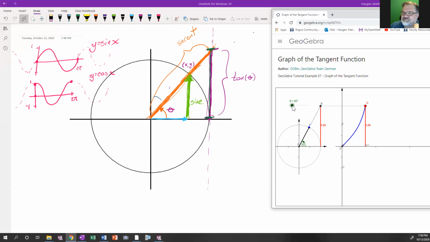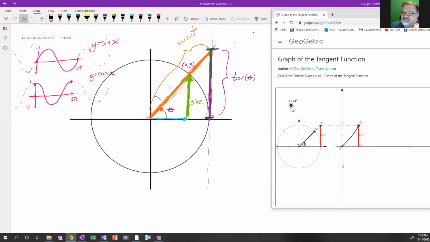1.88, if we figured out what the coordinates of this point P were and took the y divided by the x, notice it's higher, so the y would be larger than the x, so its ratio would be bigger than 1. This value is bigger than 1, but it is the physical length of that red line is our tangent value for a 62-degree angle.